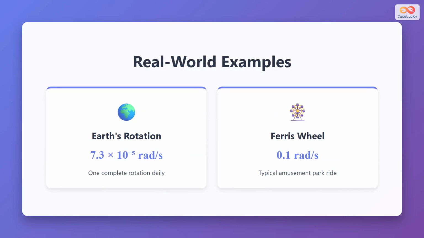Let's look at some real-world examples. Earth's rotation has an angular velocity of approximately 7.3 times 10 to the power of -5 radians per second, which corresponds to 1 complete rotation every 24 hours. A typical ferris wheel at an amusement park might rotate at about 0.1 radians per second, giving riders a smooth and enjoyable experience. These examples show how angular velocity applies to objects of vastly different scales.